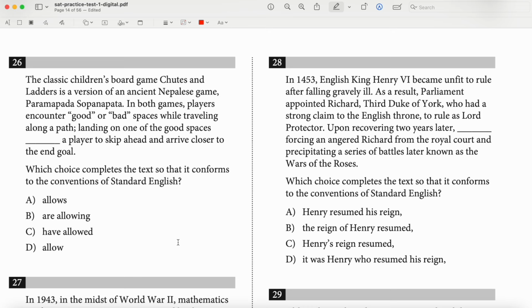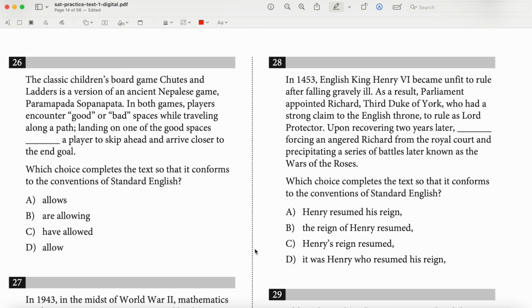So what has to follow that descriptive phrase? Well, whoever or whatever was recovering 2 years later. Who or what recovered 2 years later? Henry. Mm-hmm. So we can get rid of a couple of answer choices right off, just by recognizing that rule. What can we get rid of easily? Is it C? Are you saying the answer is C, or we can get rid of C? We can get rid of C. Why can we get rid of C?